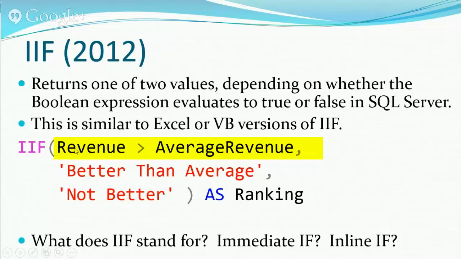The first parameter is a Boolean expression. Here it's revenue and average revenue. The second parameter is the result that is displayed if it's true. The third parameter is the result that's displayed if it's false.